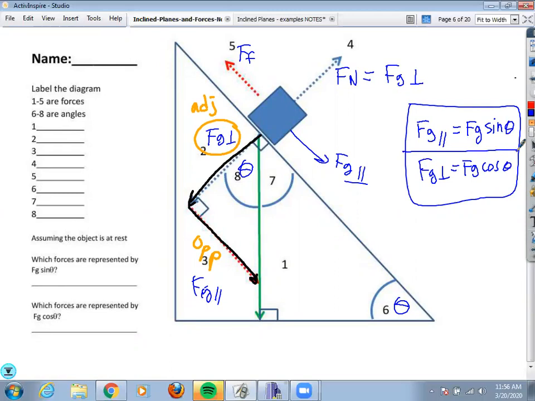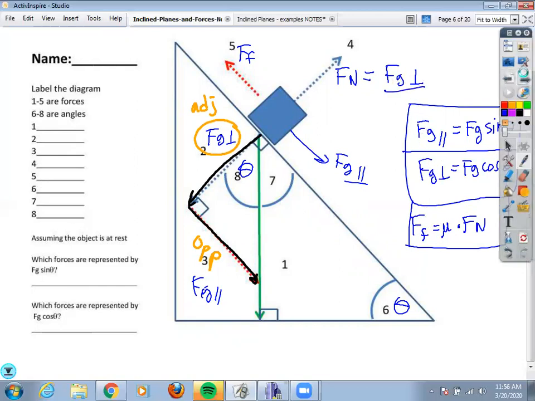Another step forward, if you remember from grade 11 physics, is that the force of friction is equal to the stickiness factor between two surfaces, which we call mu, the coefficient of friction, multiplied by the normal force. So that would also be in play here. And it should be no surprise that if the force of friction is related to the normal force, it's going to be related to FG perpendicular. But we'll get to all of that in time.